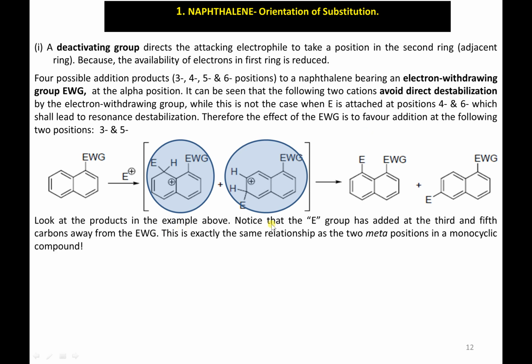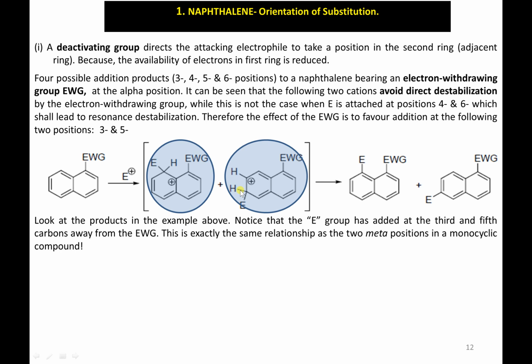Look, in the products in the above example, the E group is added at the third and fifth carbons away from the electron withdrawing group. So first, second, third carbon, fourth and fifth. Exactly the same relation as the two meta positions in a monocyclic compound. So this EWG group was actually one carbon more. So had it been here, this is 1, 2, 3. Had it been in the mononuclear, it is meta, and had it been here, it is again meta. So this is exactly like benzene.